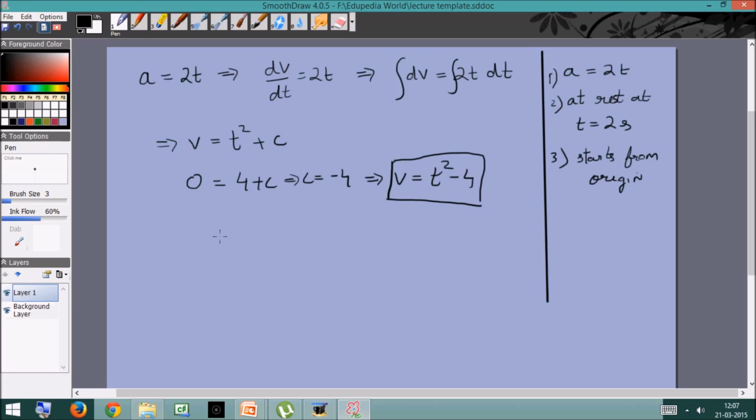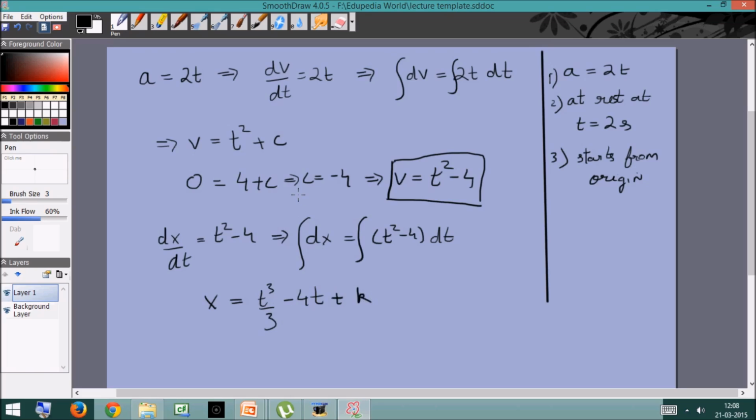And now given v equal to t square minus 4, we can see that dx by dt equals t square minus 4, which means dx is equal to t square minus 4 dt. We integrate the two, so we can get x is equal to the integral of t square, which would be t cube by 3, minus 4t plus k. I'm using k only because we've used c already in this constant. K is another constant of integration, and we know the particle starts from origin. That means when t is equal to 0, x is equal to 0, which gives me k equals 0. So that means x equals t cube by 3 minus 4t.